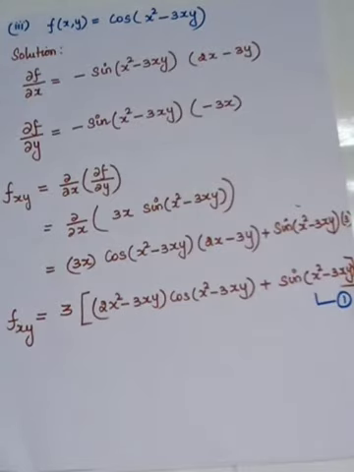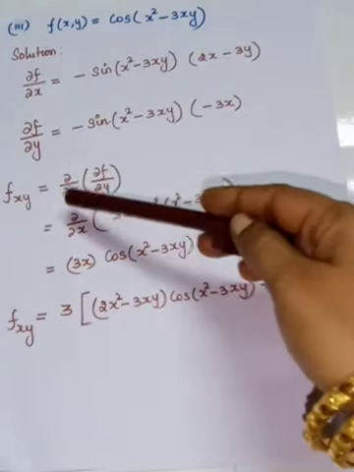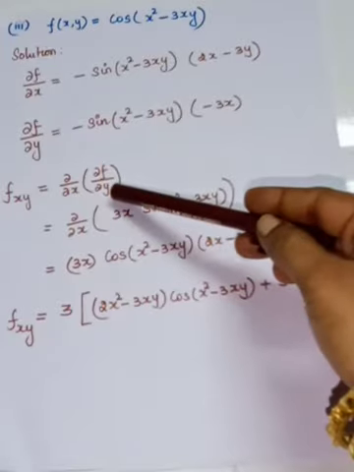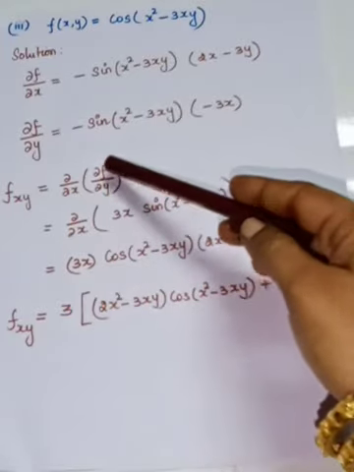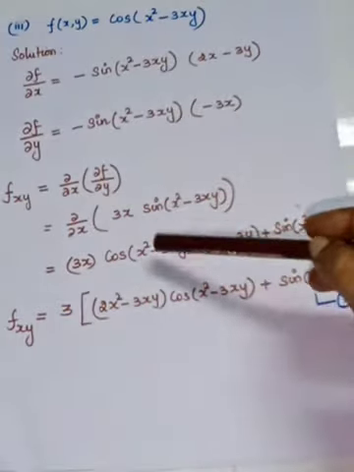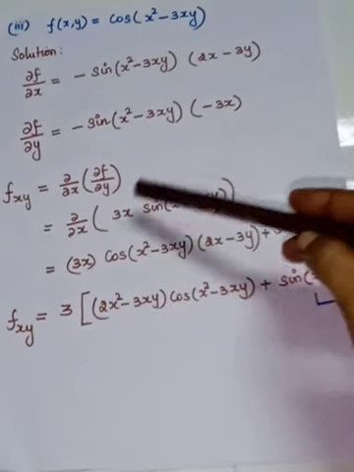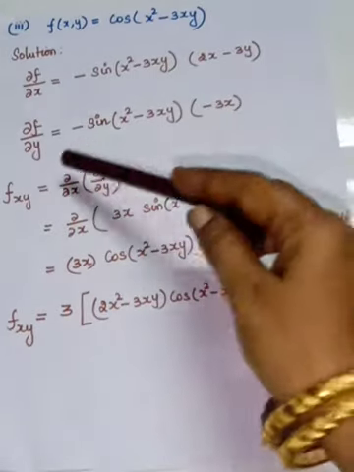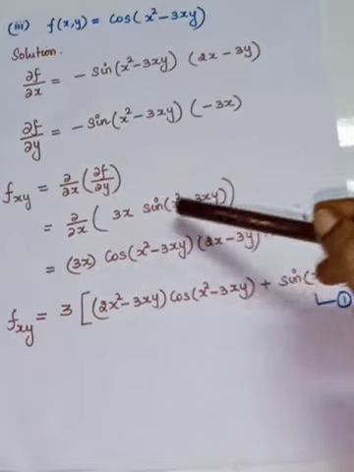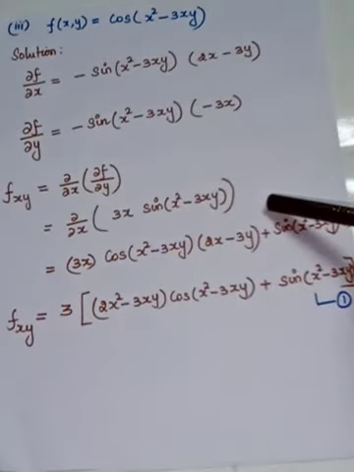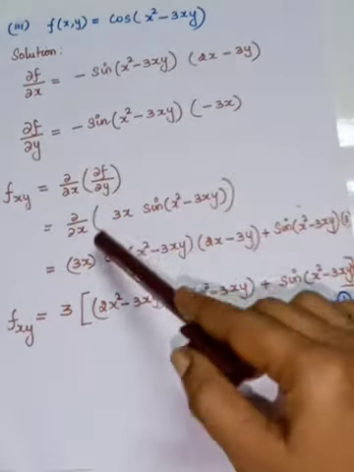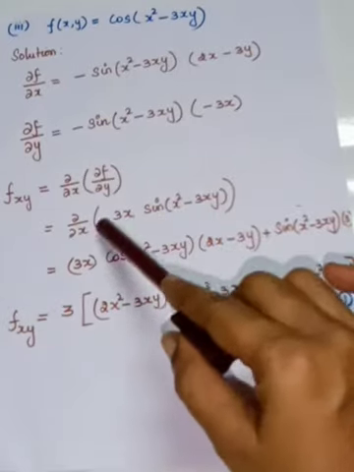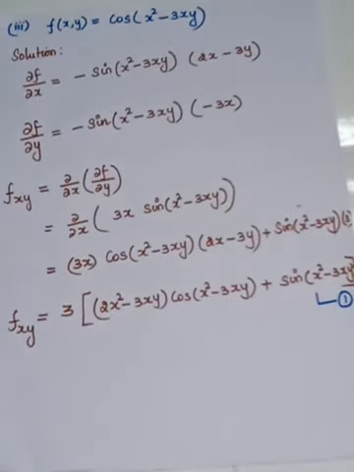Next fxy. That is ∂/∂x of ∂f/∂y. So ∂/∂x of, what is ∂f/∂y? Here I have written plus y, so minus into minus is plus. So it is 3x sin of x squared minus 3xy. Okay, so we have to differentiate this partially with respect to x.